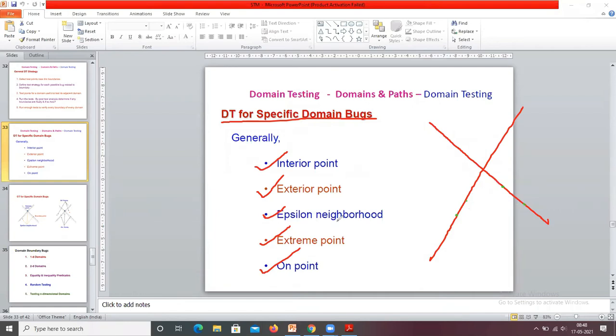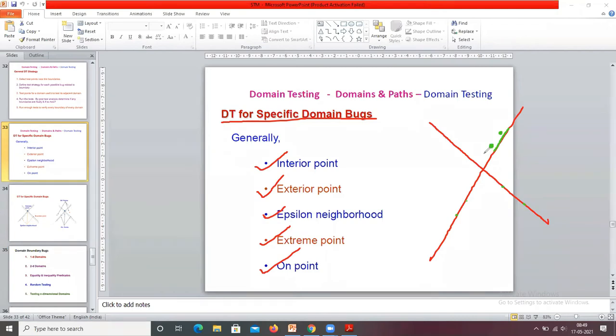And next, off point. So an off point is a point near the boundary but in the adjacent domain. So here if you take points like this, so these are the points near to this boundary. If you observe, this is the boundary. So these two points are near to this boundary but in the adjacent domain.